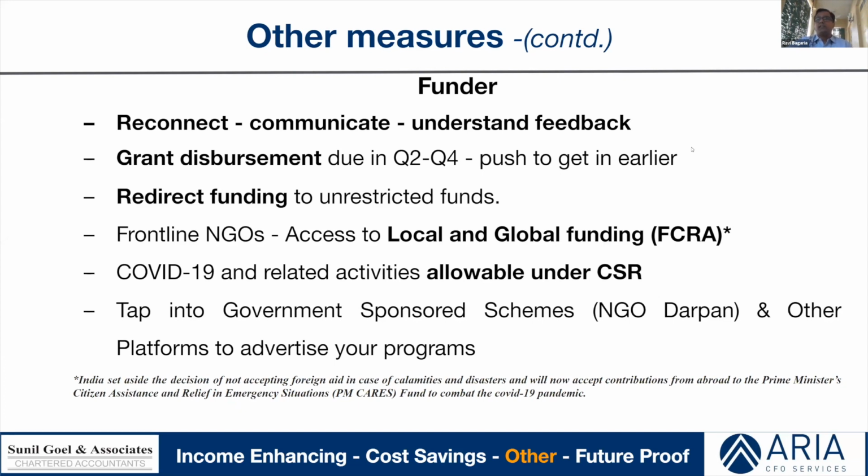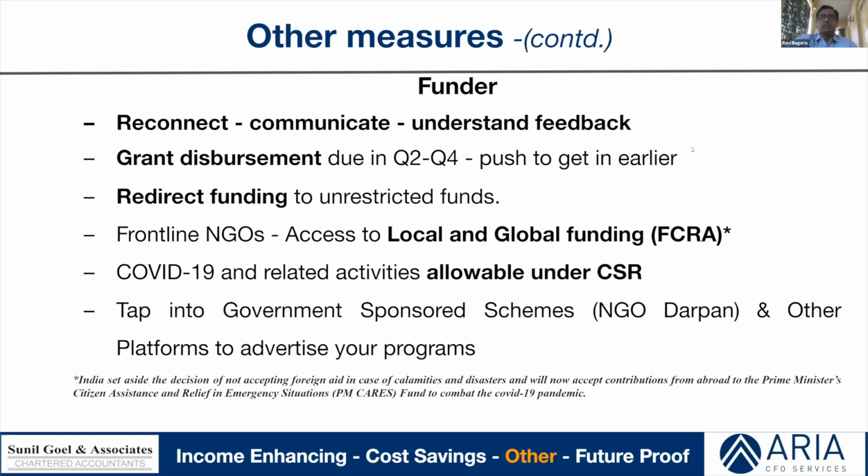Grants which are due to come in later, ask your funders if they can push them to coming in a lot earlier. Redirect funding from restricted to unrestricted sources. Ask your grantors, they might be able to help you with that. NGOs who are working on the front lines have access to a lot of global and local funding under FCRA. It's possible, there are a lot of organizations who open this door.